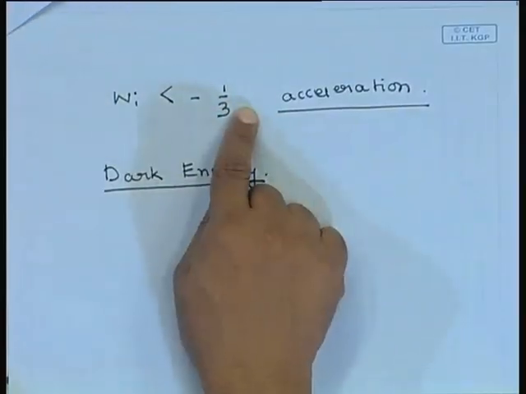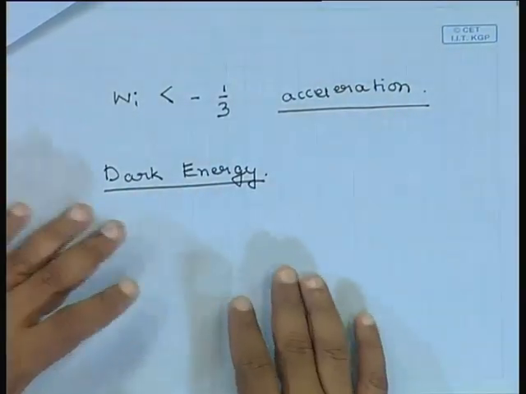So if the universe is dominated by a component which has an equation of state where w is negative and less than minus 1/3, the universe is going to be accelerating instead of decelerating. Gravity becomes repulsive instead of being attractive. Okay.